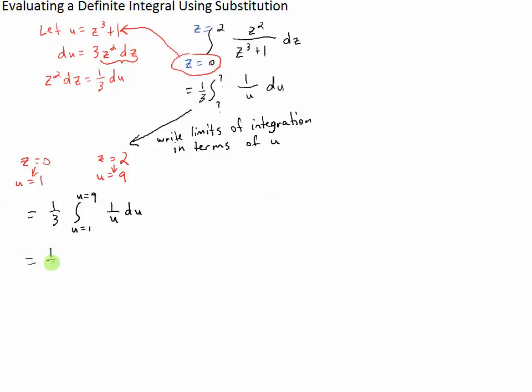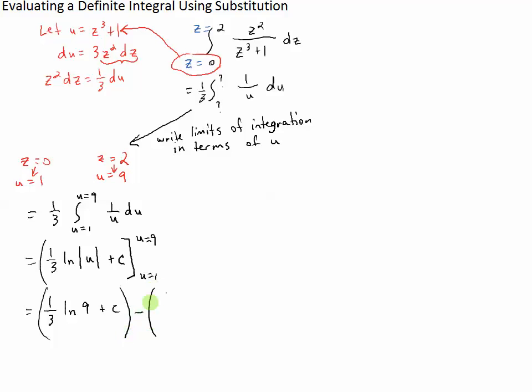Okay, so when we do that, we end up with 1/3, assuming you've got some knowledge of antiderivatives, you get 1/3 times the natural log of absolute value of u plus c, and we need to evaluate that integral from u equals 1 to u equals 9. So we get 1/3 times the natural log of the absolute value of 9, which is 9, plus c, minus the same thing when we plug in the 1, 1/3 times the natural log of the absolute value of 1, which is just 1, then we get plus c, and we simplify that now.